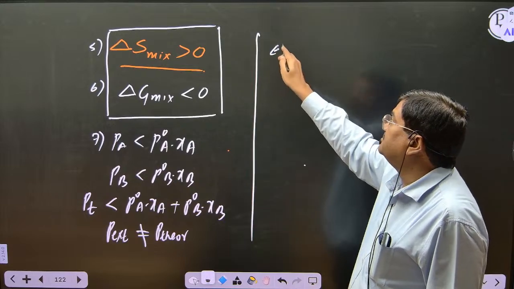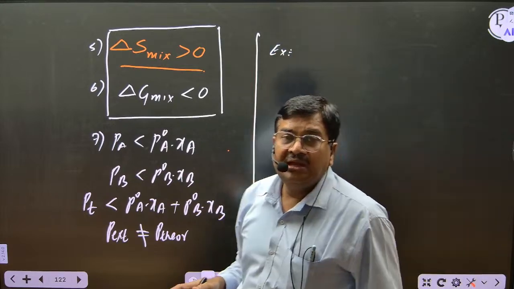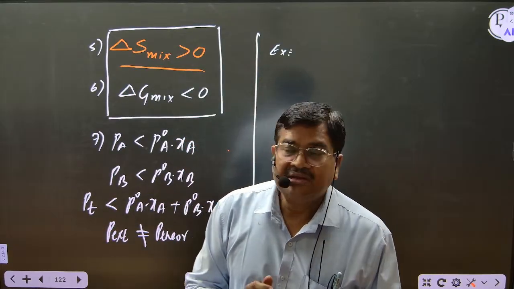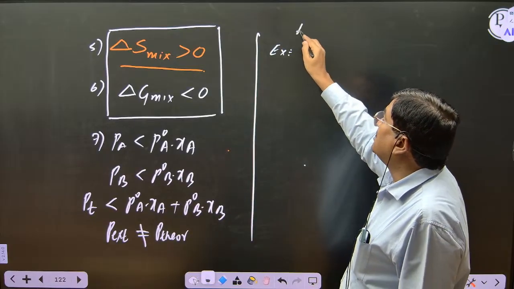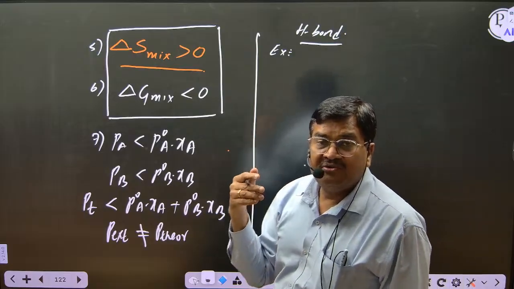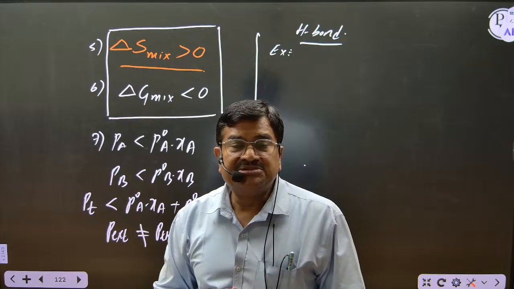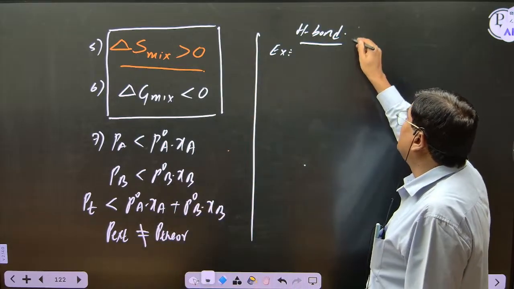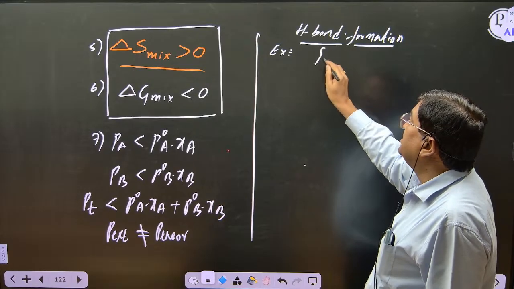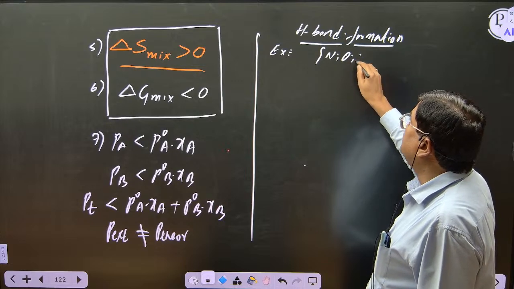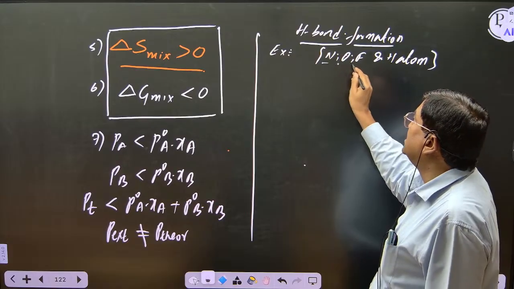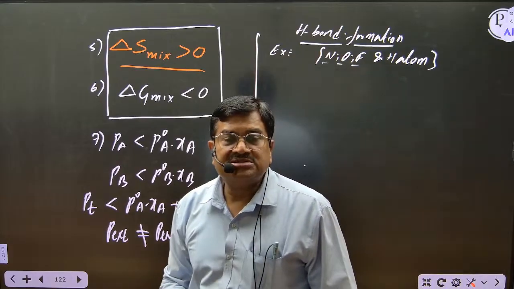Keep it in mind, students, one key point is there. In case of positive deviation, I told you where there is H bond breaking, it comes under positive deviation. Here keep it in mind, H bond formation. You know H bond from first year, chemical bonding. If H bond formation is there, it comes under negative deviation. So keep it in mind, hydrogen bond formation. You remember hydrogen bond arises between N, O, F and a hydrogen atom: nitrogen, oxygen, fluorine and hydrogen. You know this from the periodic table.